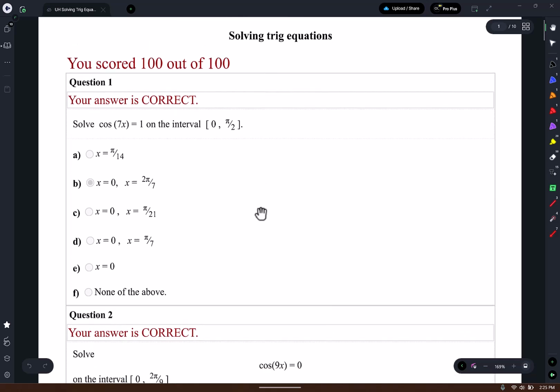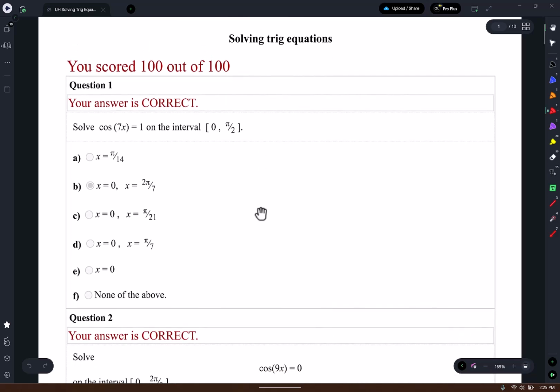Solving trig equations. Cosine 7x equals 1. They want all the answers between 0 and pi over 2.